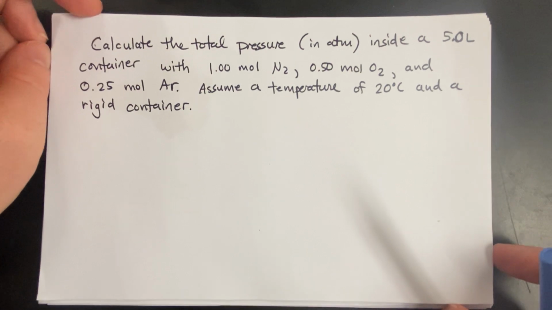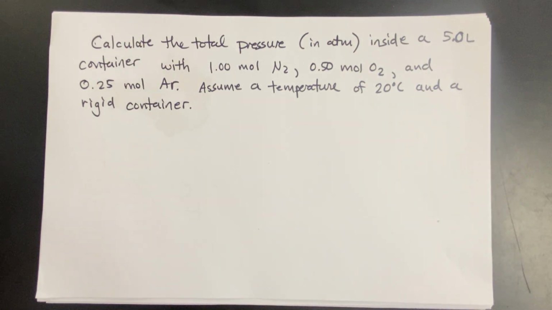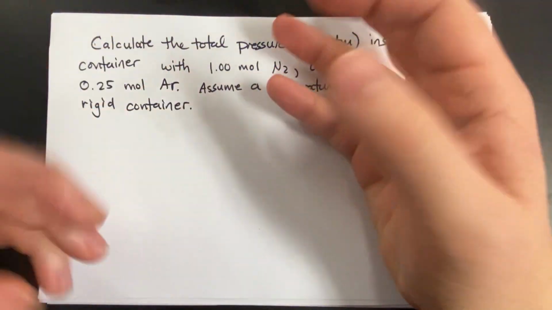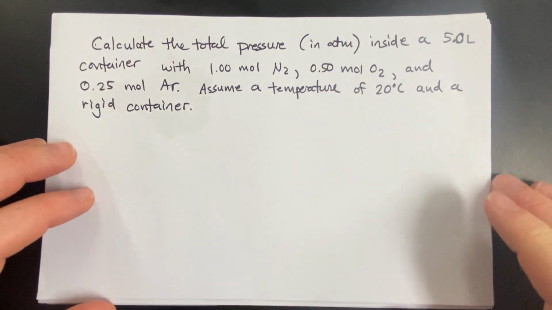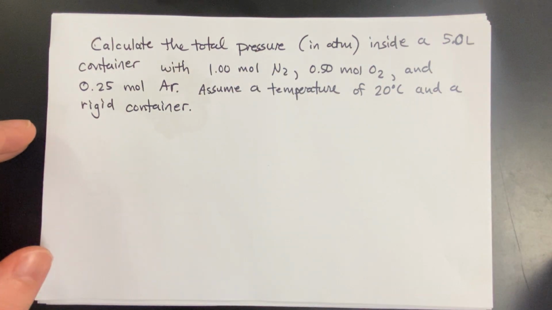Let's say we got this right here. Calculate the total pressure in ATM inside a 5-liter container with 1 mole of nitrogen, 0.5 moles of oxygen, and 0.25 moles of argon. Assume a temperature of 20 degrees and a rigid container. What does rigid container mean? Rigid means hard, it's not going to move. It's not squishy, it's not like a balloon. So the volume will not change, okay? That's what that means. So with a rigid container, you want to find the total pressure inside that container.